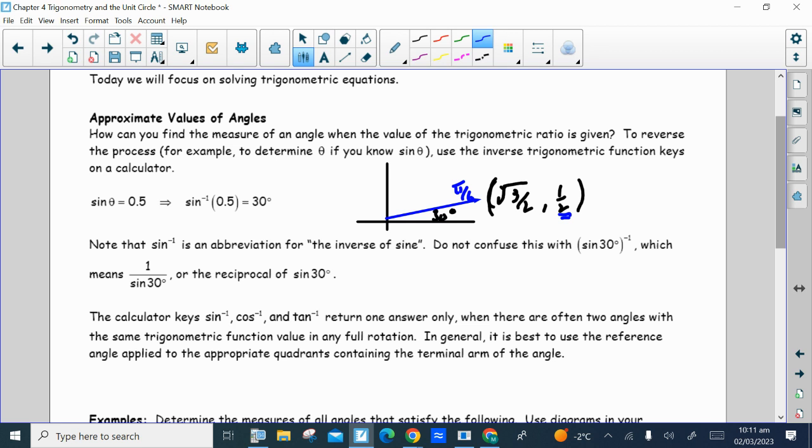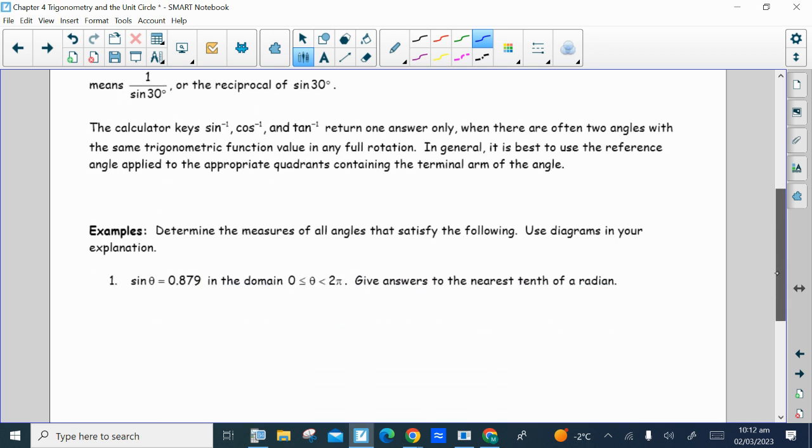Note that sine to the -1 is an abbreviation for the inverse of sine. Do not confuse this with sine of 30 all to the power -1, which means the reciprocal. So the calculator keys sine to the -1, cos to the -1, and tan to the -1 return one answer only. But there are often two angles with the same trig function value in any full rotation. In general, it's best to use the reference angles applied to the appropriate quadrants containing the terminal arm of the angle.